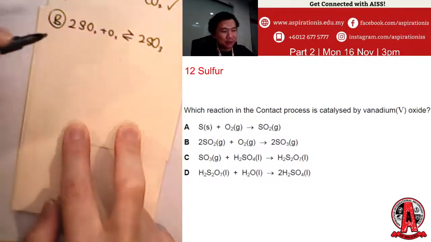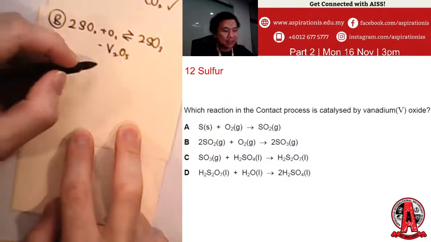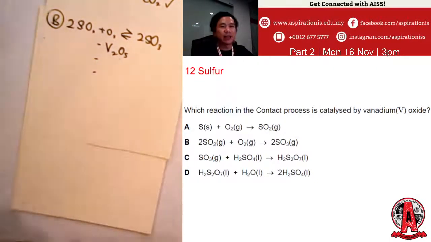So B is the reversible reaction. So yes, you need vanadium oxide as the catalyst. Can you please key in the chat another two suitable conditions that would bring this equation to a very optimum level? 450 degrees Celsius, okay. And what about the pressure? Absolutely right. About 1 to 5 atm. Very good.